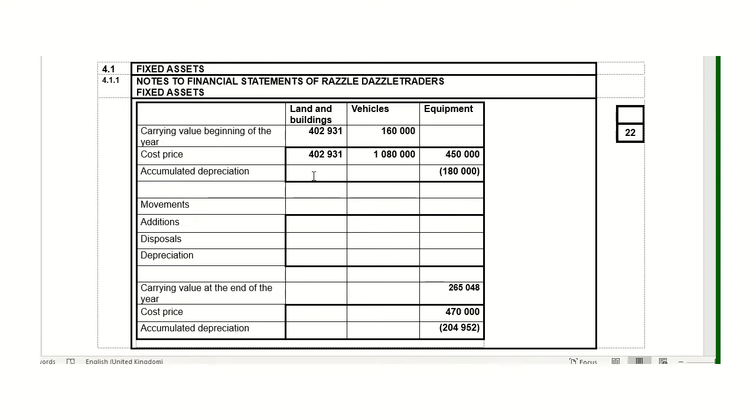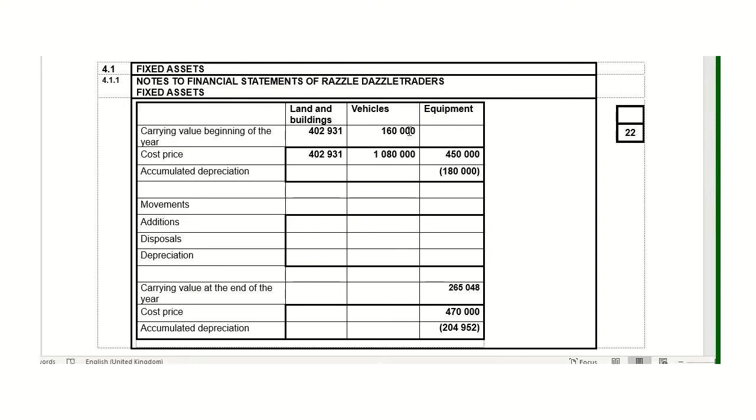Important, remember, land and buildings will never have depreciation, so that must always be blank. It's also blank for depreciation for the year, and accumulated at the end won't be anything. So I can move on to vehicles. The total I've got there is the total of whatever's in the block. So it is 1,080,000 minus depreciation of something gave me 160,000.